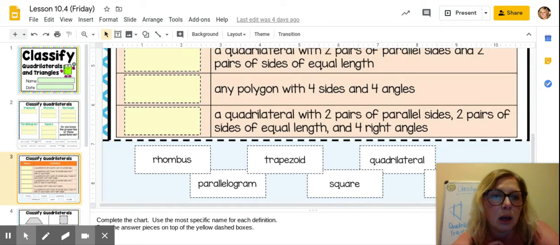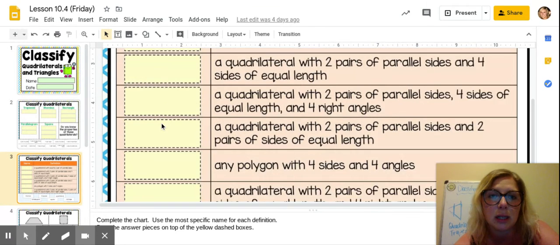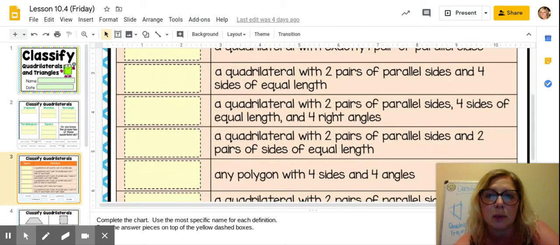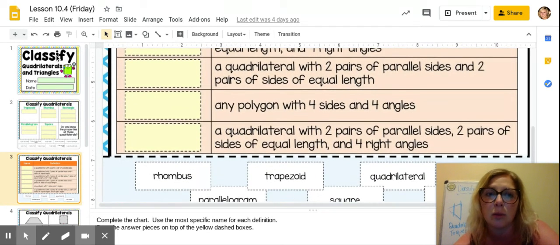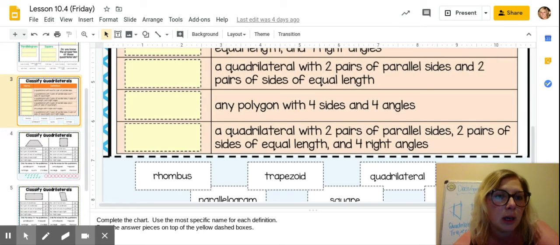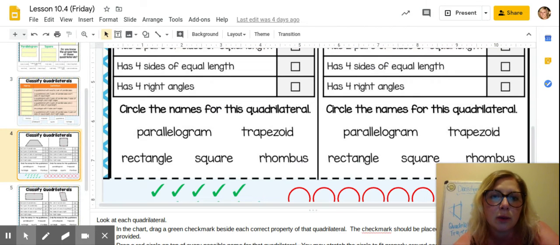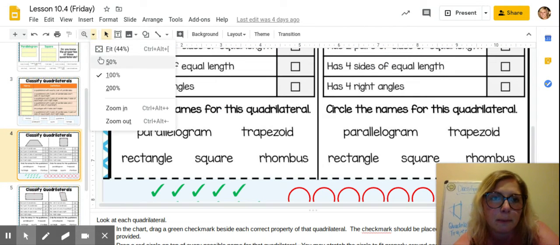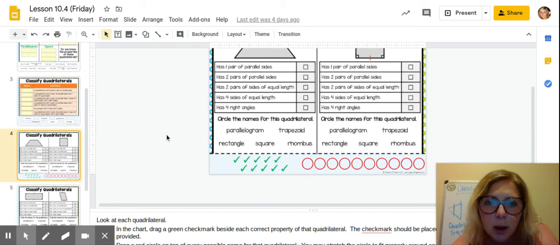All right. The next page is the definitions with the names. It goes hand in hand with slide 2. Slide 3 is that one. Slide 4 and 5 go together. So if you take a look, I'm going to put it back to like 50 for now.